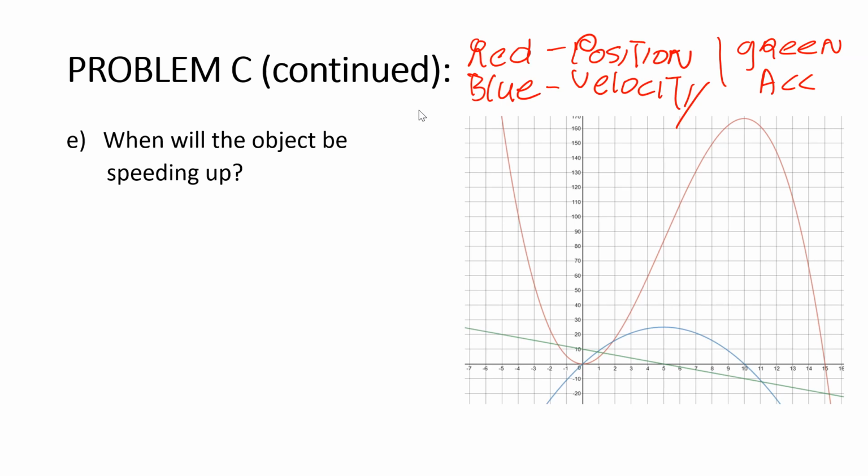So let's think this through now. Ashvan and a bunch of people seem to be thinking 0 to 5 and 10 to infinity. And I'm going to show you how we can confirm that right now. So we're looking for where both the green line and the blue line have the same sign. Acceleration does not have to be positive to be speeding up. If you're both negative, meaning the green line and the blue line are both negative, or the blue line and the green line are both positive.